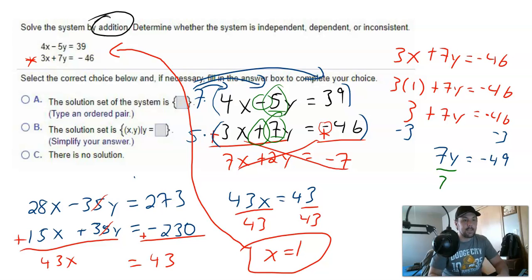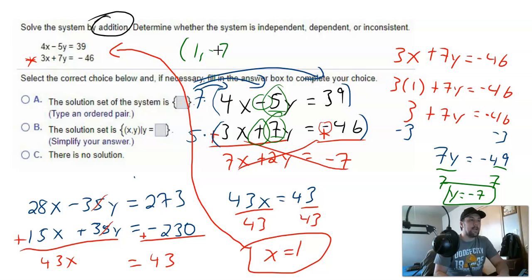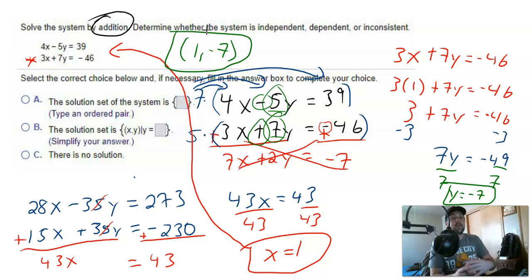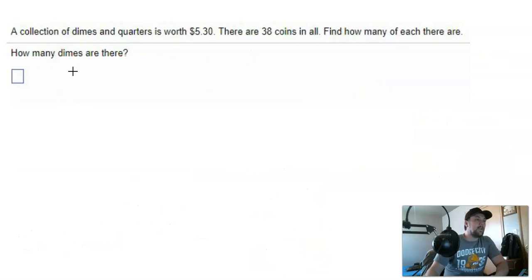And then we divide by 7 on both sides, which gives me y equals negative 7. So again, works out nice. And so we end up getting 1 comma negative 7 as our final answer there. So again, that's close to worst case scenario for what you might expect on these system of equations. All right, let's take a look at a couple of word problems.